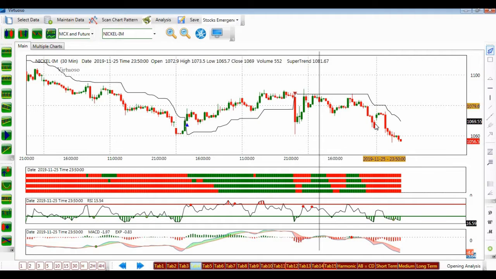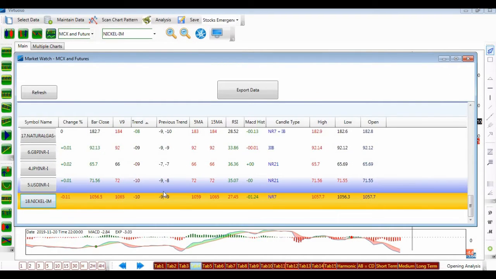Yes, so from this line, this is today's chart. Nickel is at -10. It's in super sale. The market opened today, and you can see the open, high, low and close price here. If you click here, the open price was 1072, and the current market price, the closing price, is 1056. So the open price was 1072 and the closing price right now is 1056. You can see how capable the software is of giving you the exact trend.